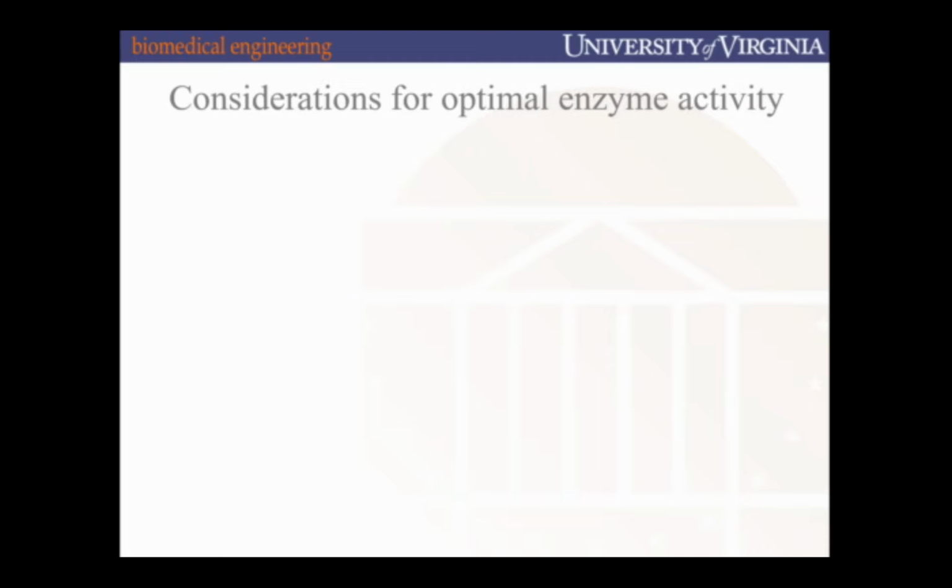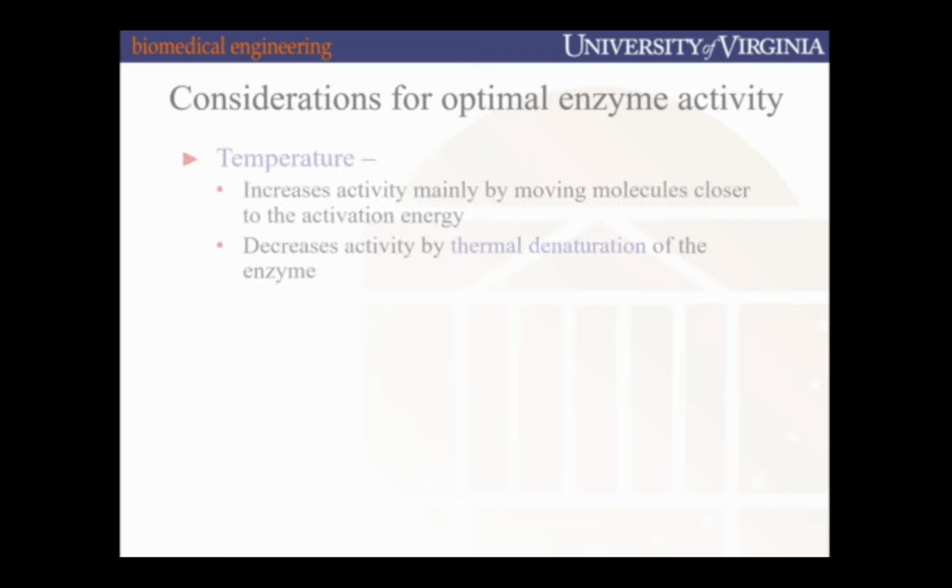Alright, so there are a number of conditions that affect enzyme activity, which, as we just discussed, is the enzyme's ability to lower the free energy of the transition state and speed up the reaction. One such condition is temperature. In general, higher temperatures will increase reaction rates by providing additional thermal energy to push reactions over the transition state barrier.